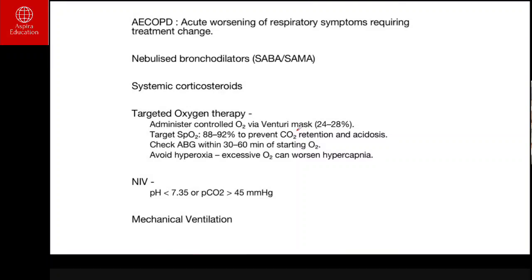So coming to acute exacerbation of COPD, it is acute worsening of respiratory symptoms which requires treatment change, and we need nebulized bronchodilators, systemic corticosteroids, and targeted oxygen therapy. So always remember, targeted oxygen therapy is a must. In patients having acute exacerbation of COPD, the saturation target should be 88 to 92. And you have to take an ABG 30 to 60 minutes after starting O2. So you always avoid hyperoxia. And NIV is indicated if the pH is less than 7.35 and PCO2 is more than 45. Mechanical ventilation is used if the patient does not respond to optimum treatment and NIV support.